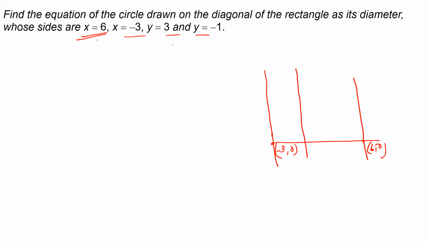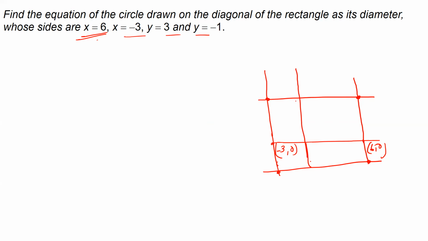y = 3 is a line parallel to the x axis, so it goes something like this, and y = -1 is again parallel to the x axis and over here. So these are the 4 points of my rectangle: 1, 2, 3 and 4. These are my 4 points. The first point is over here, the second point is over here, the third point is here, the fourth point is here.